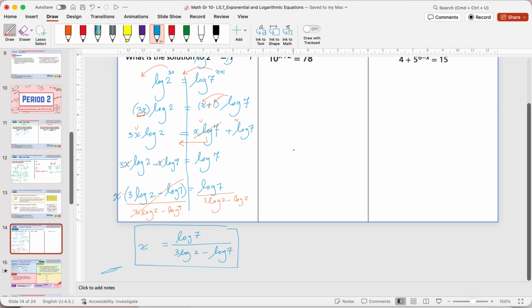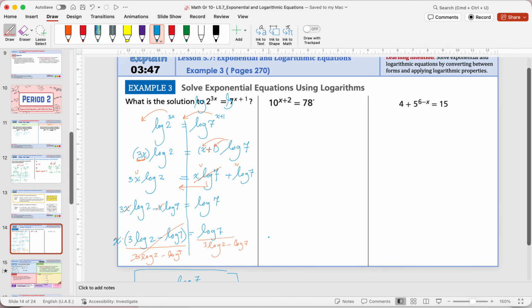Minus log 7. If you put this whole term in the calculator, you can get 14.57. That's it. That's the value of x. Yeah, this whole thing is 14.57.